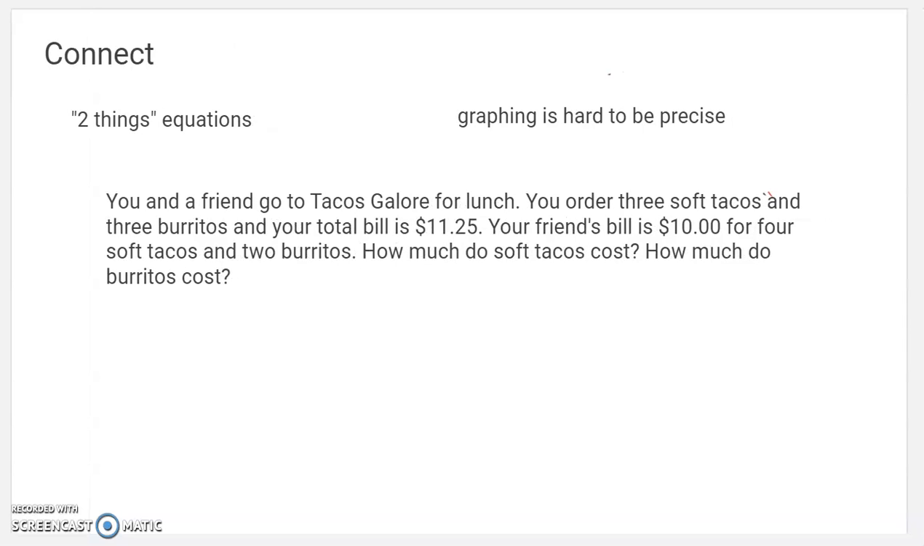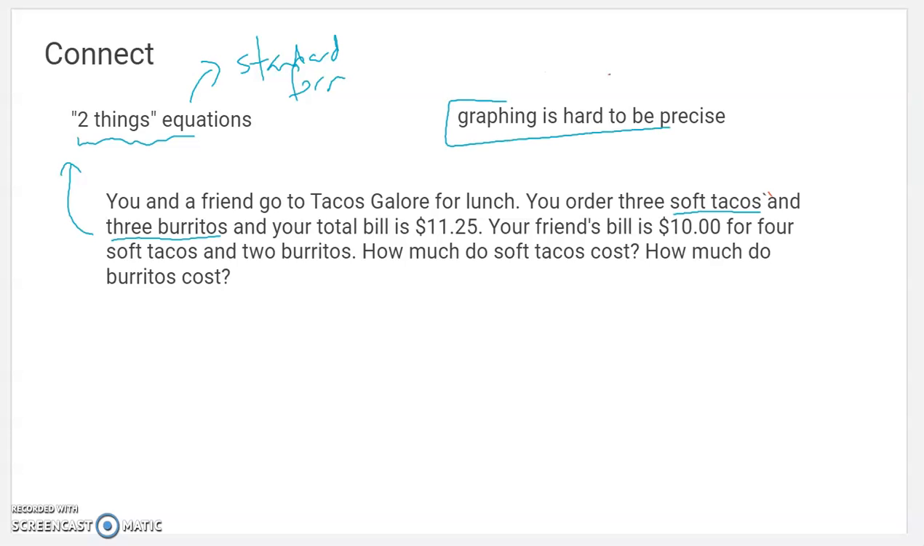All right. So the last few days, we've been dealing with equations like this, where rather than a slope and a y-intercept or an initial value and a rate of change, we're getting two things. Like this one we did the other day, where you're buying tacos and burritos, you're buying two things. And those kinds of situations lend themselves to standard form equations. And yesterday we tried to solve those with a graph, which we did.